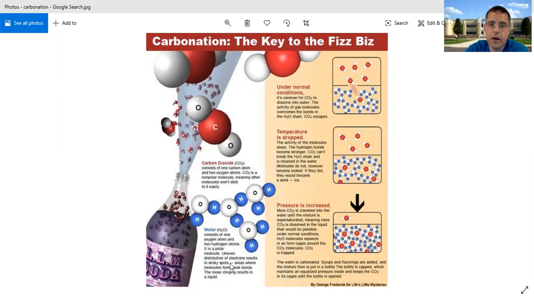This diagram talks about soda. In soda, one of your components is a gas. It's carbon dioxide, and it's nonpolar. We know it's nonpolar because it's linear. Both sides have the same number of excess valence electrons, so those two negative ends tend to cancel out.